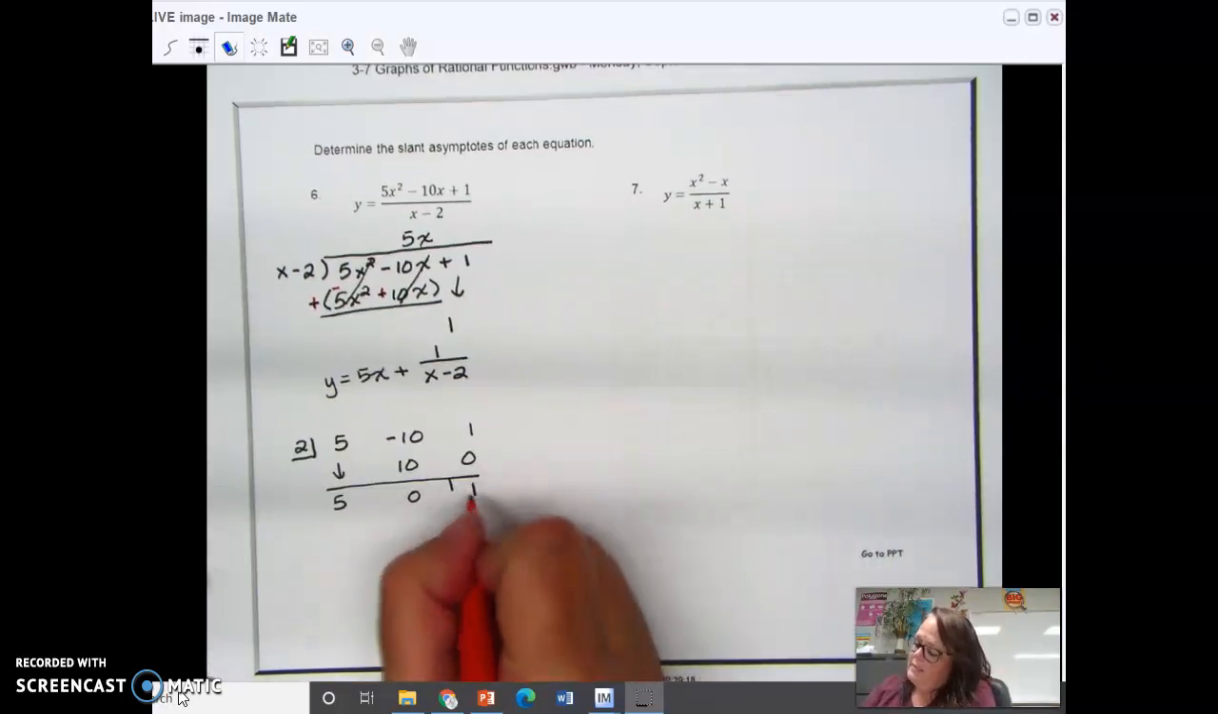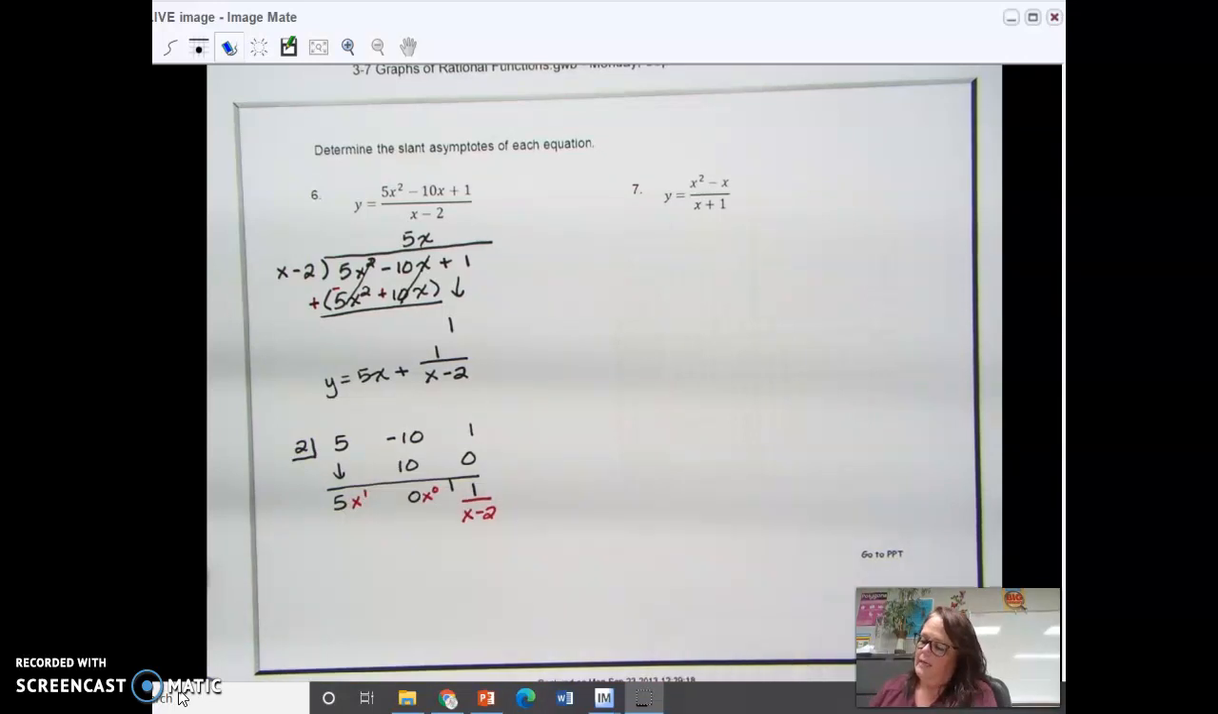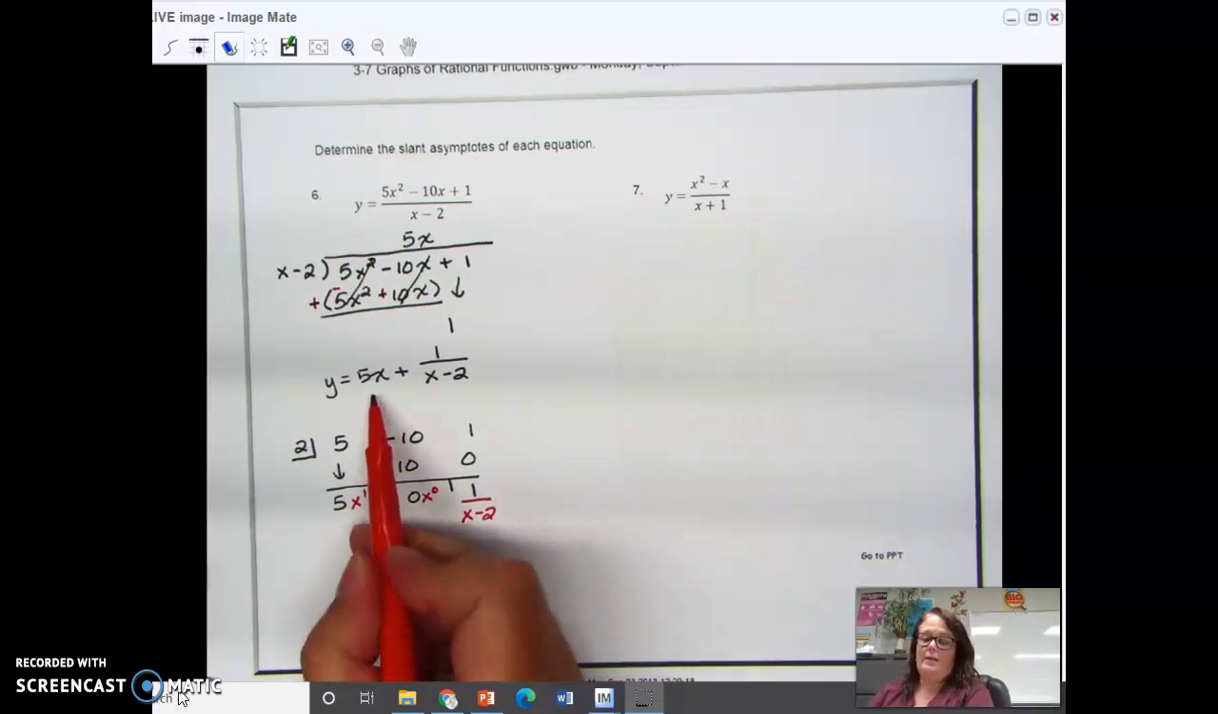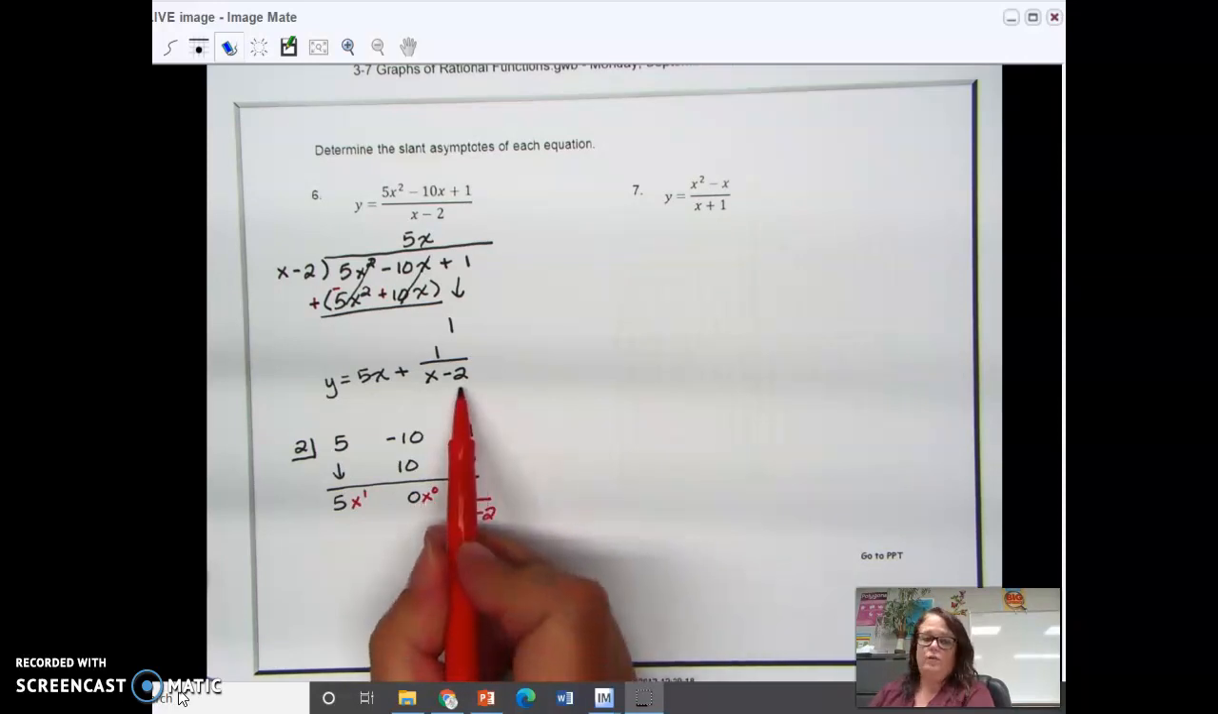So this is going to go over the divisor. This will be x to the 0, and this will be x to the first. So notice we got 5x. We didn't have any constant, and then we say plus 1 over x minus 2.